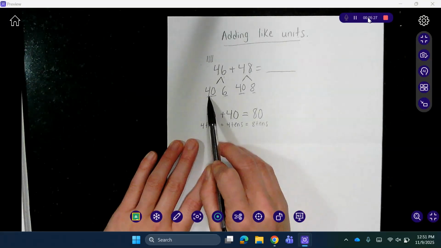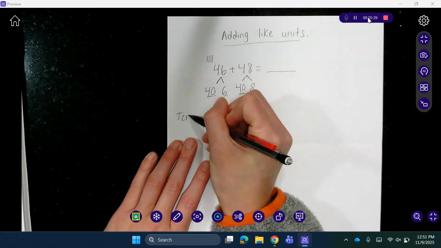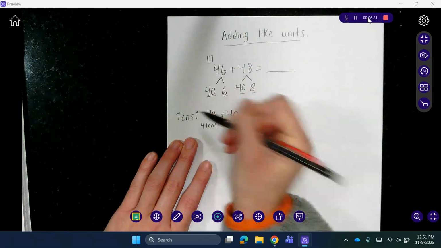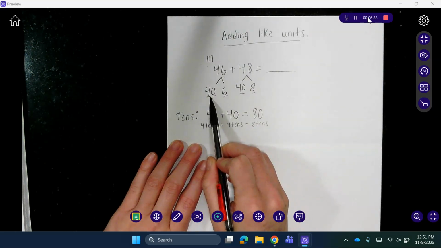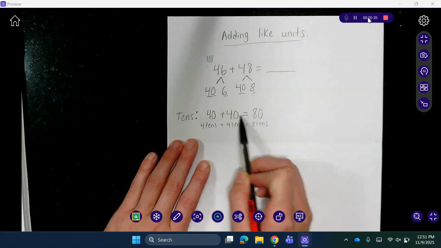So just now we added our tens. I'm going to write tens over here just so I can remember, and so if you need to remember as well. So we have 4 tens plus 4 tens, which makes 40 plus 40 is 80.